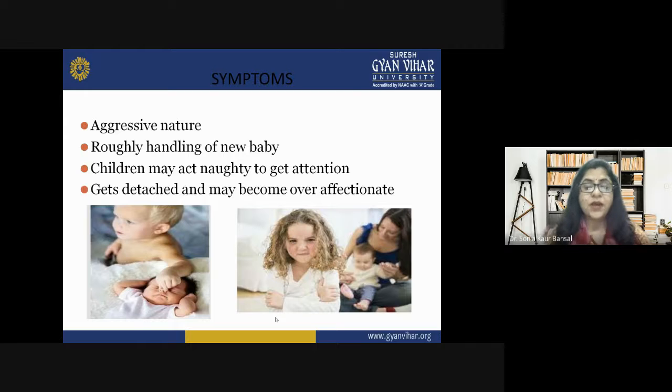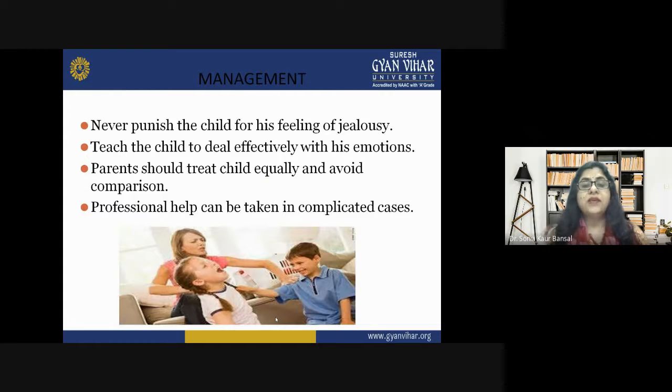All right, students. I hope you are understanding the symptoms, and now how to manage the jealousy factor among children. It is really very important to manage this problem, and the important thing that must be done by the parents or teachers is that they never punish the child for his feeling of jealousy. Don't punish him. If you punish him, then this problem will definitely increase. It is not going to be sorted out.